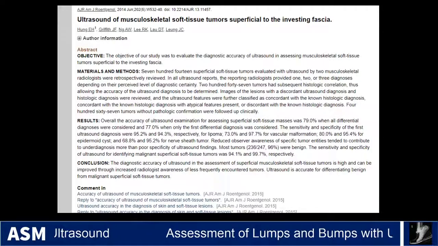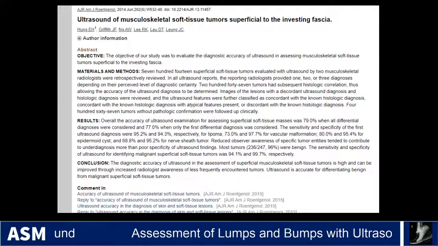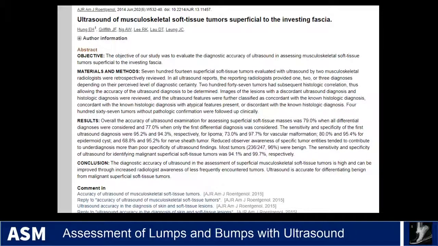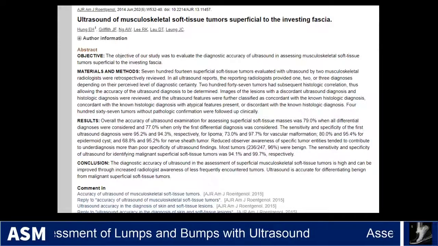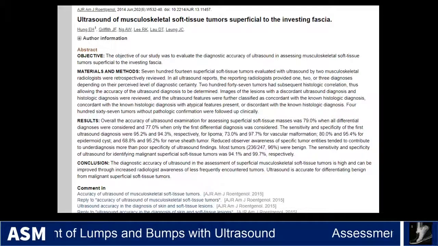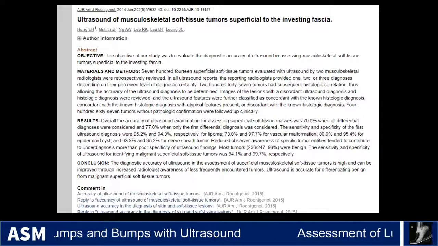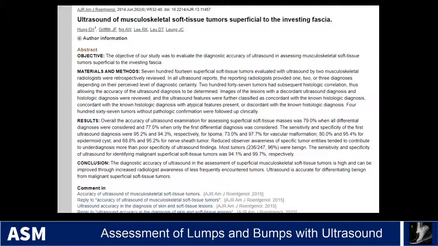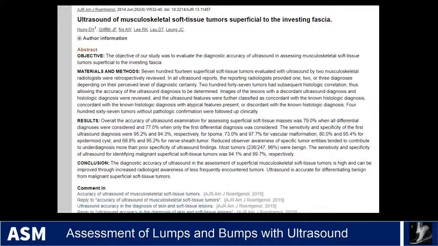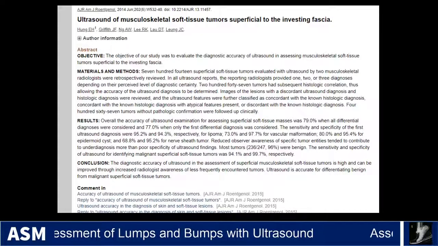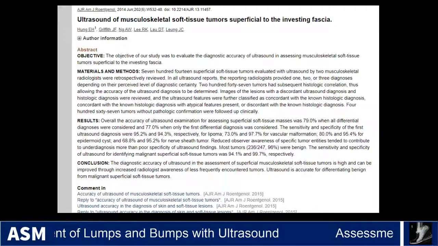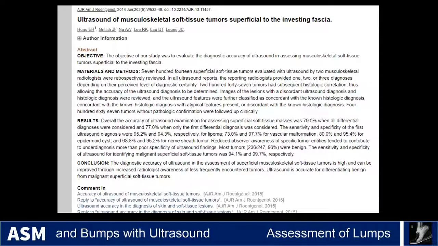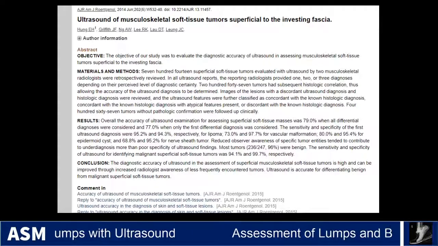For vascular malformations, 73% and 98% sensitivity and specificity. For epidermal inclusion cysts, 80% and 95% sensitivity and specificity, and for peripheral nerve sheath tumors, 69% sensitivity and 95% specificity. There were a small number of malignant tumors in this series. They reported a 94% sensitivity and a near 100% specificity. For the malignant superficial soft tissue tumors, it was 99.7.